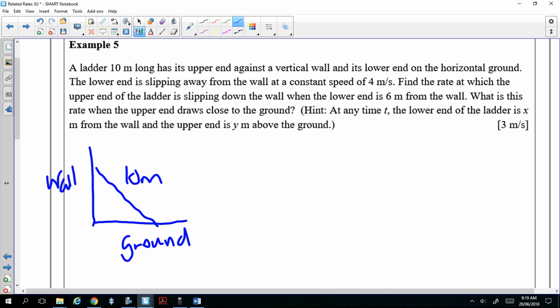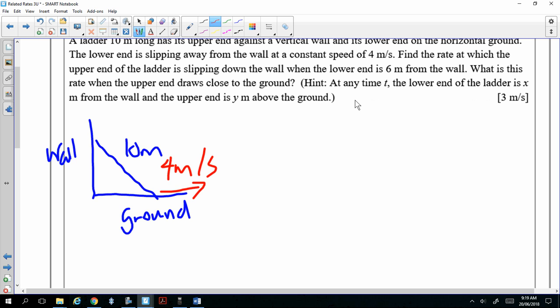Find the rate at which the upper end of the ladder is slipping down the wall when the lower end is 6 meters from the wall. So when this is 6 meters, at what rate does this slip down? Okay, question mark. So they gave you a hint.